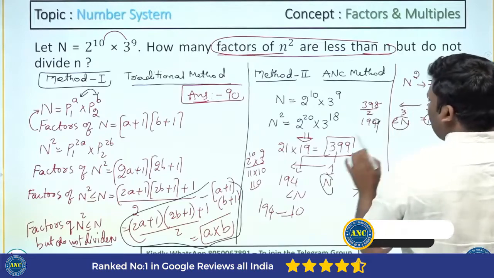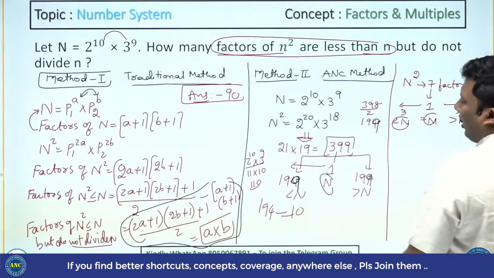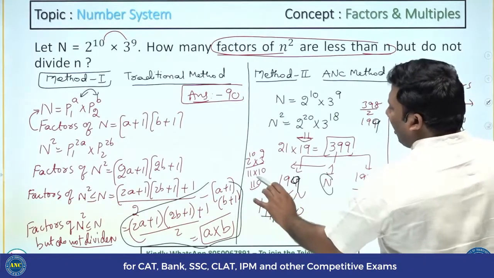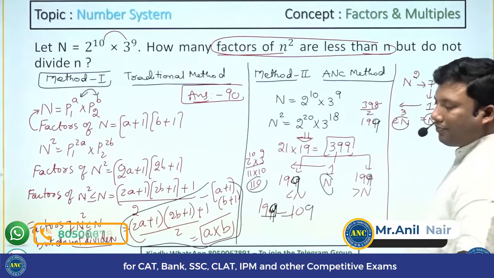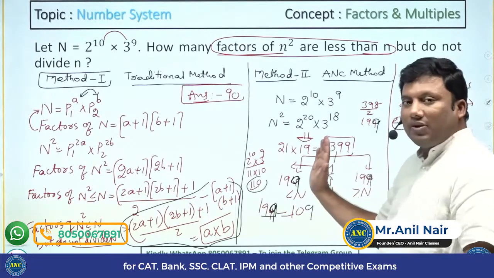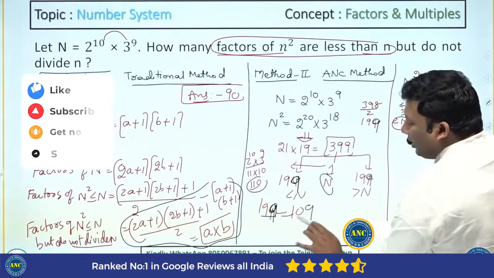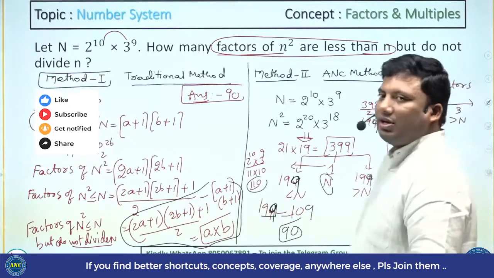398 by 2 is 199. 199 on the left side, 199 on the right side. In that 199, 109 factors are there. 109 factors will be less than n. One factor will be equivalent to n. So 199 minus 109, the direct answer is 90.